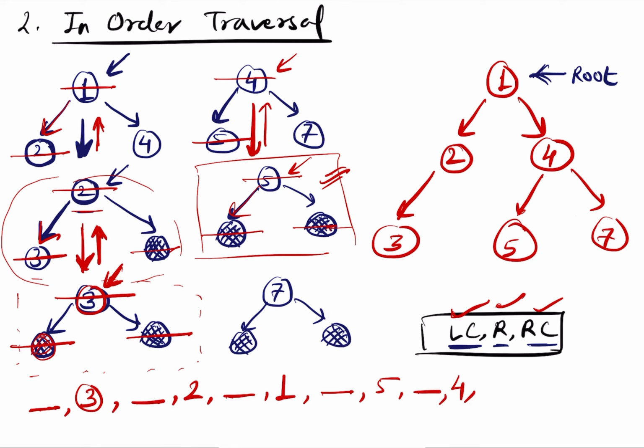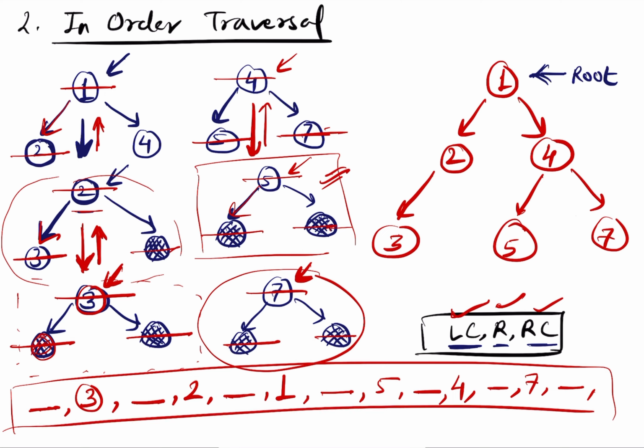Then it's time for its right child, which is nothing but 7, so we will come to 7. Then its left child, which is nothing but null. Then its root itself, which is 7. Then its right child, null. And from where we came here? Here. This is also processed. This is our solution.